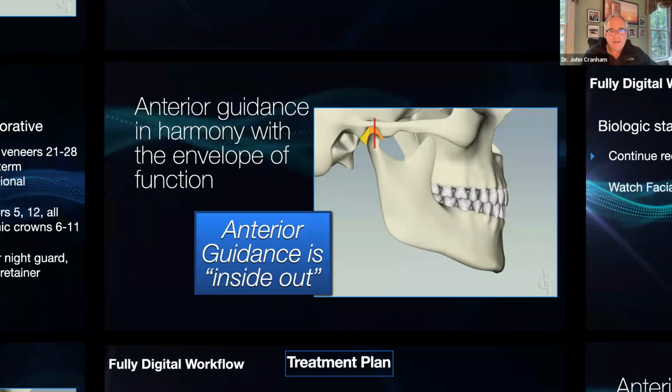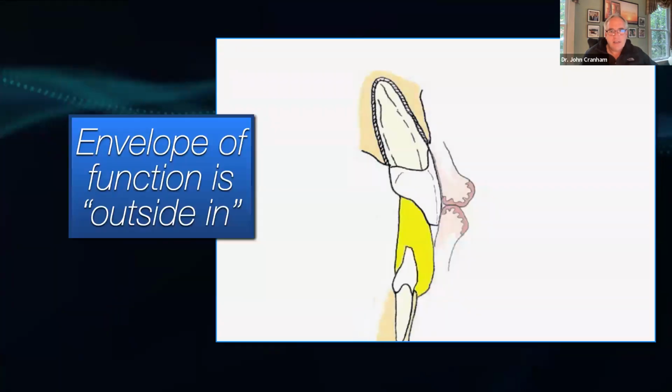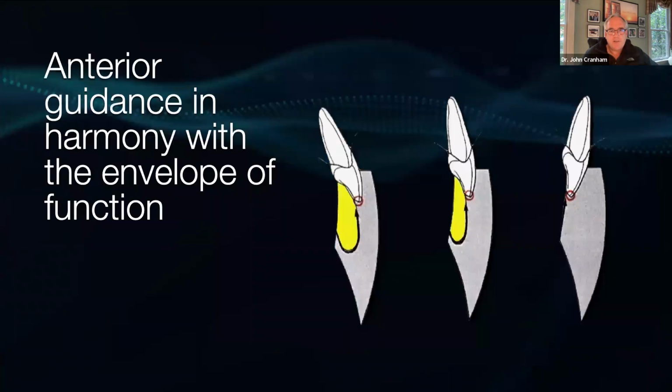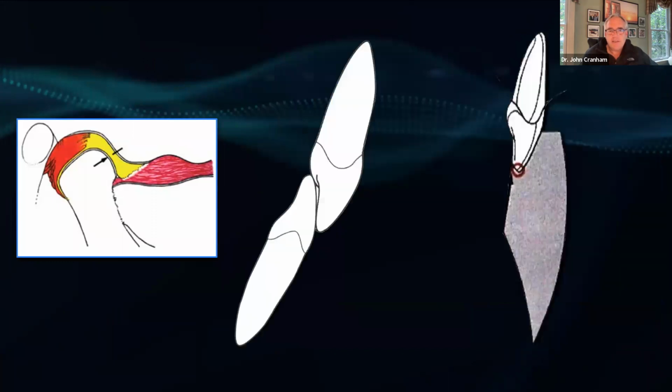So we're going to go ahead and make sure that we got really good guidance in this. You know, we got to have a steep enough guidance to exclude the back teeth. Still have to be within harmony of the envelope of function. Right now, there's some worry that his envelope of function is restricted.